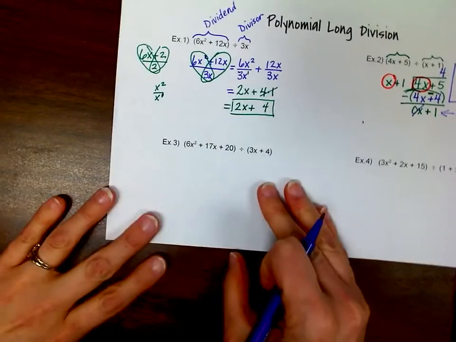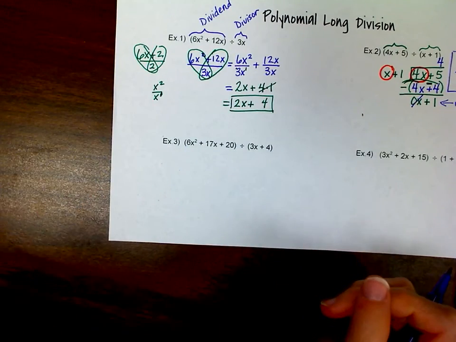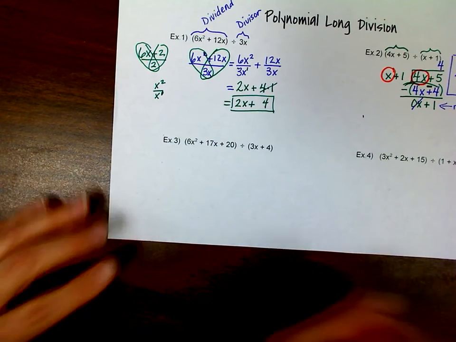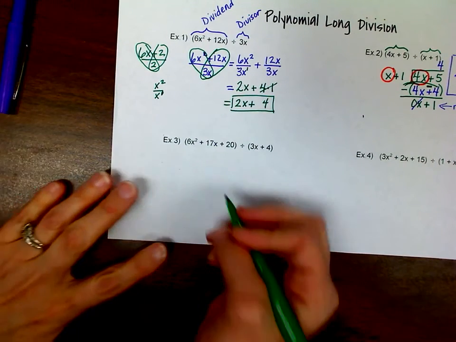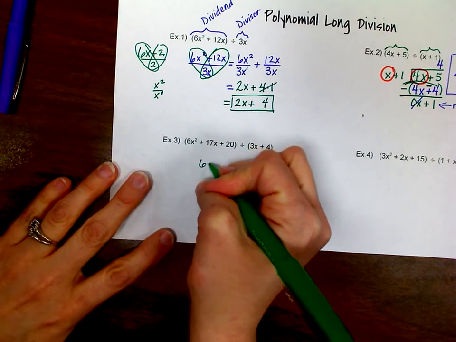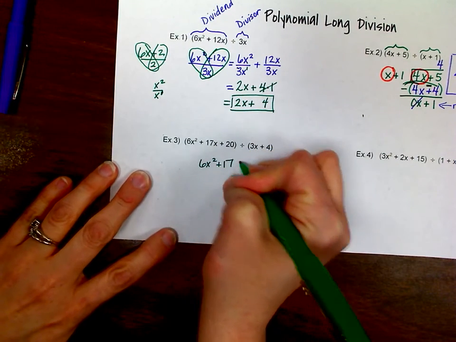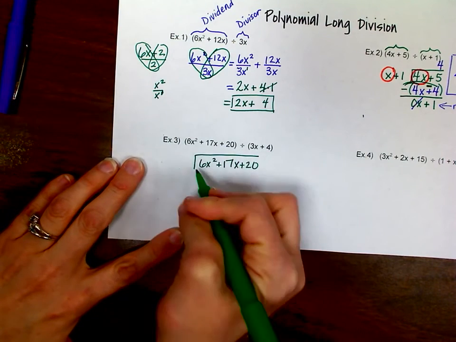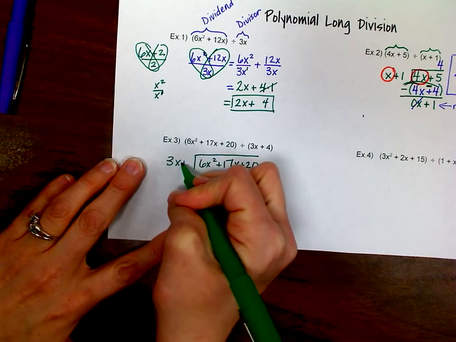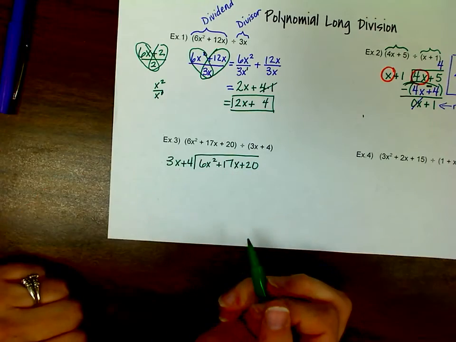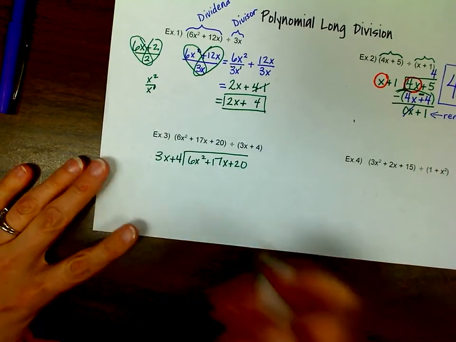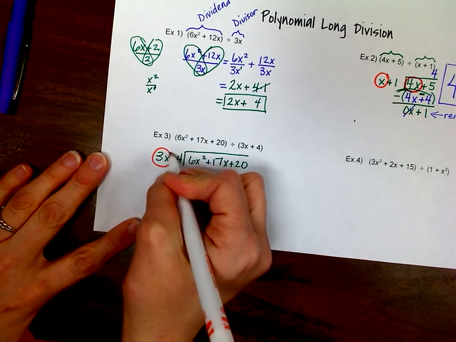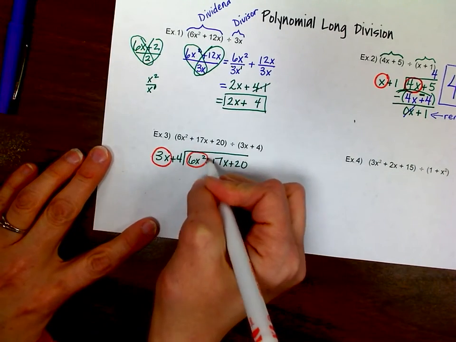Okay, let's try number 3. Number 3 gets a little bit trickier because the problem's a little bit more complicated with the trinomial in there, but we're going to go through the same process. So we're going to put the 6x squared plus 17x plus 20 as our dividend. Then we're going to put our 3x plus 4 as the divisor. And we're going to do just like we did in the second example, and we're going to try to fit the first term into the first term.